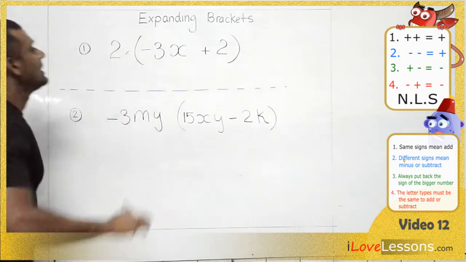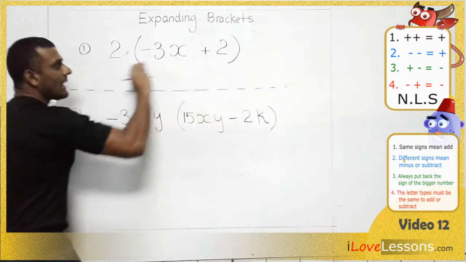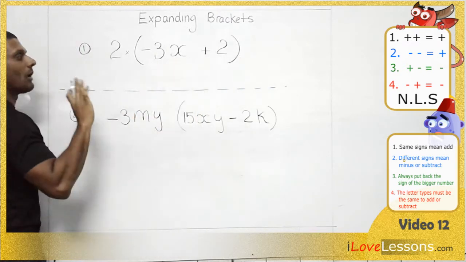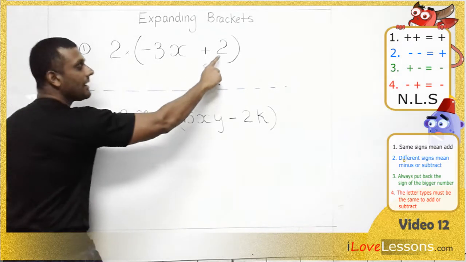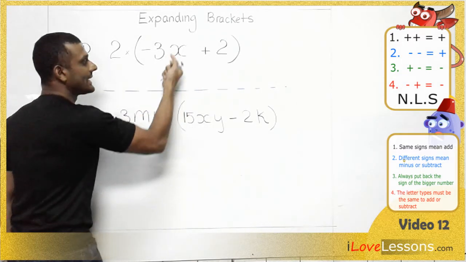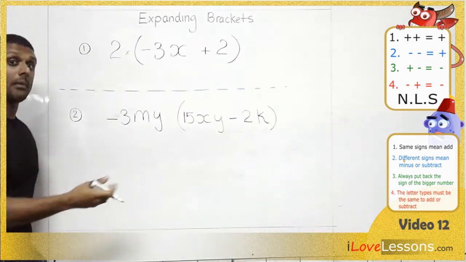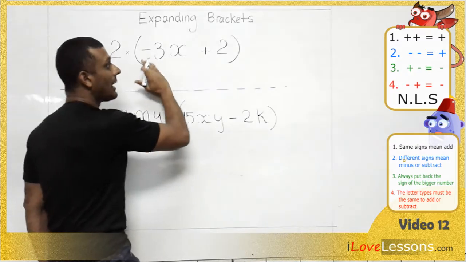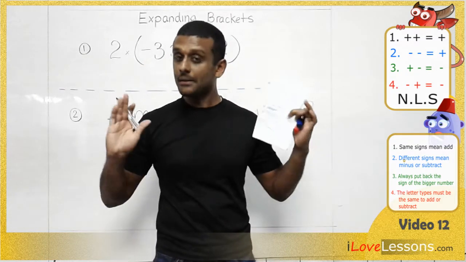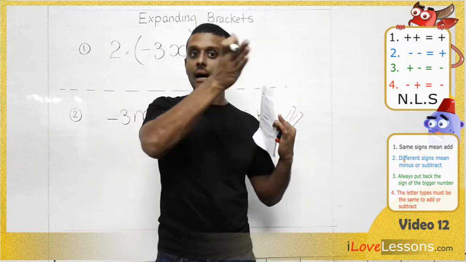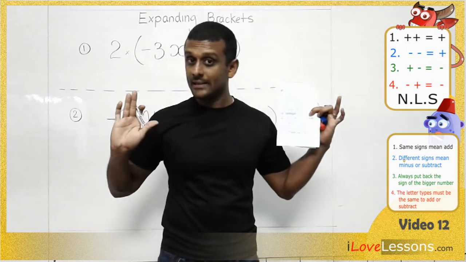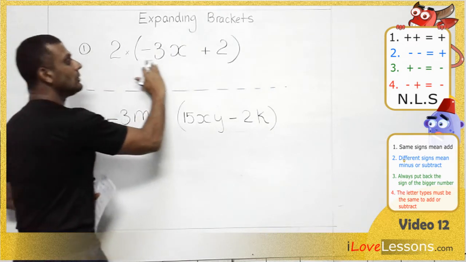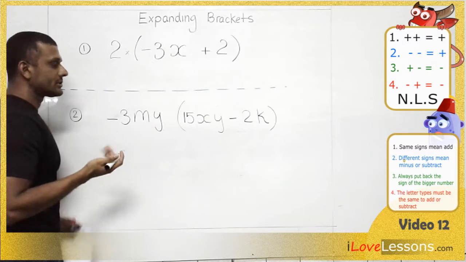So let's get started. How many items do we have in the brackets? We have 2 items, minus 3x and 2. Now, how brackets work is that everyone inside the brackets gets multiplied by the item outside the brackets. That means if I have 1,000,000 items inside the brackets, each of the 1,000,000 items will get multiplied by the item outside. So let's use the NLS rule.